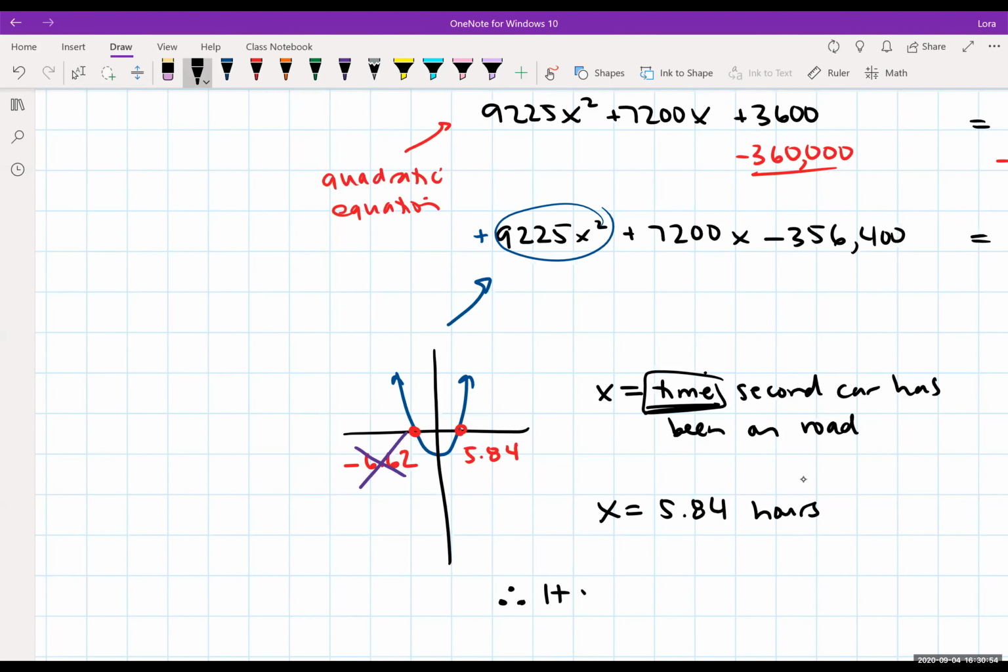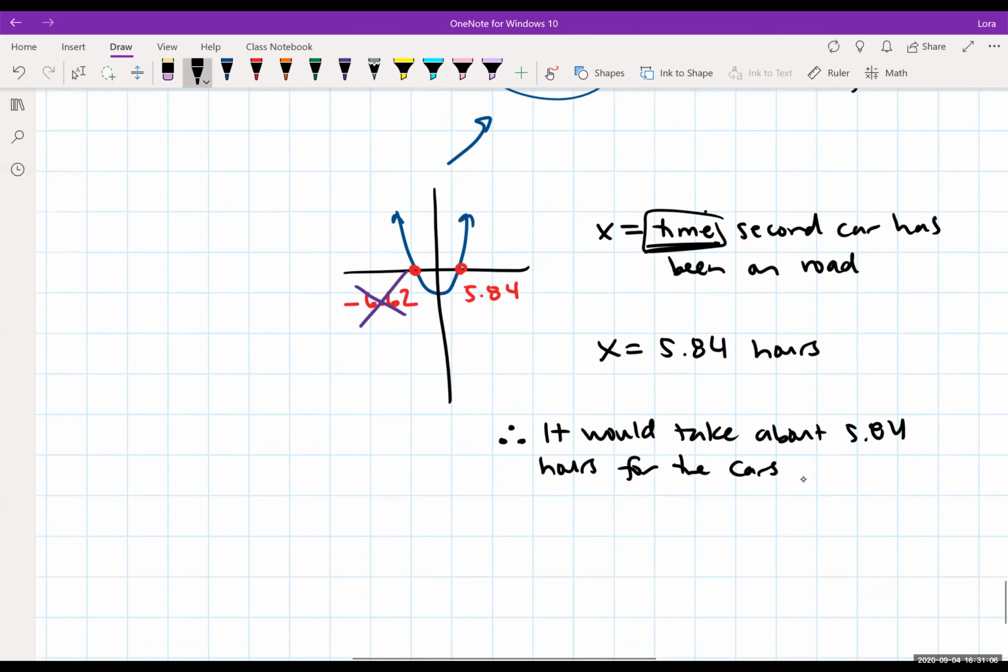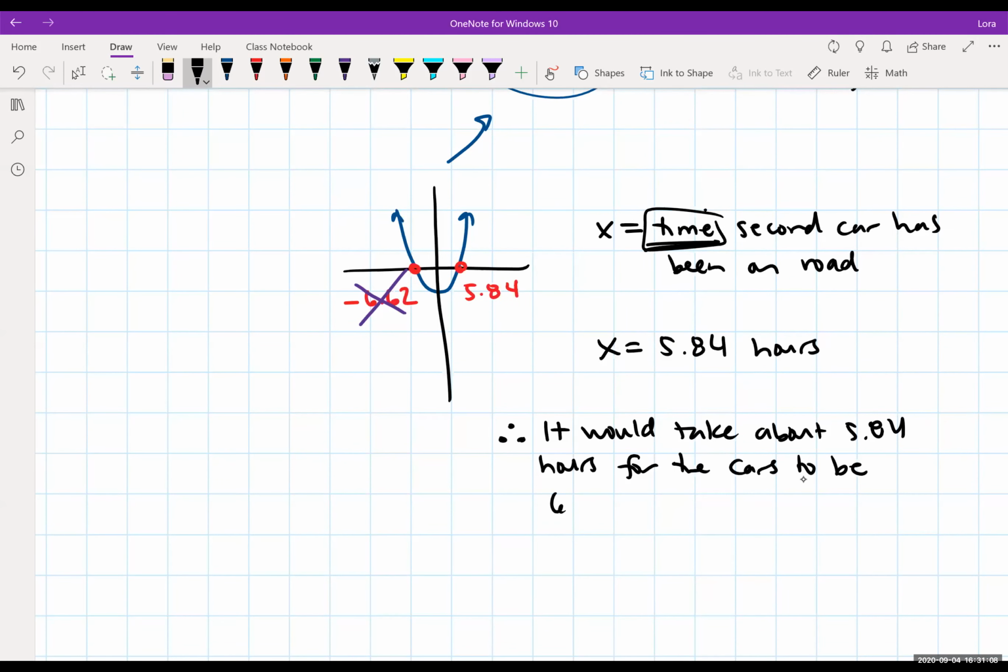Therefore, it would take about 5.84 hours for the cars to be 600 miles apart. And that's again where you make the big bucks, when you can say things in English after you did all that complicated math. So that was super, super fun.